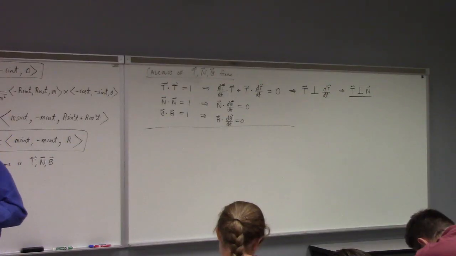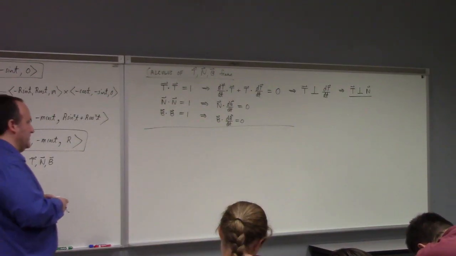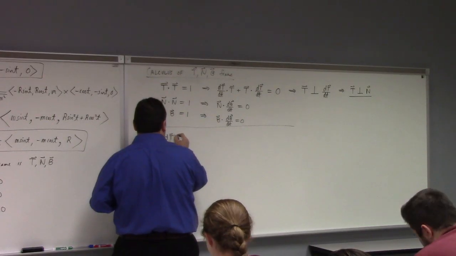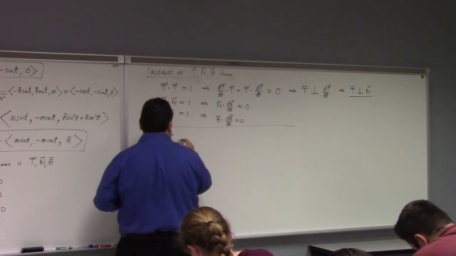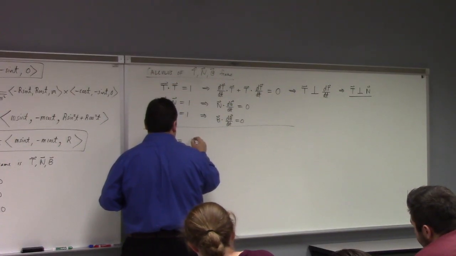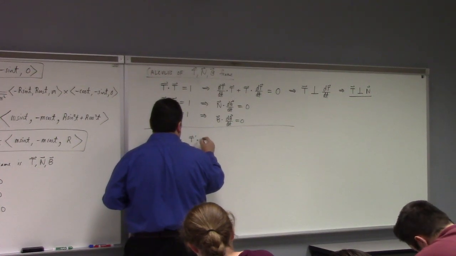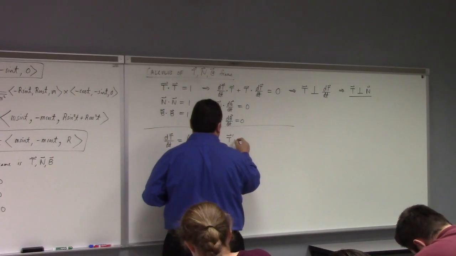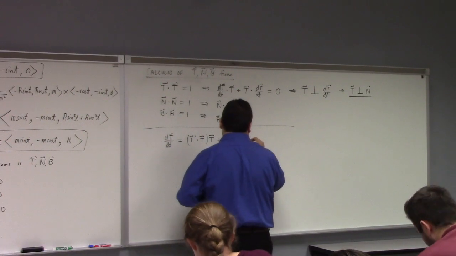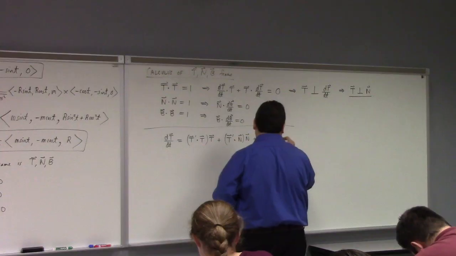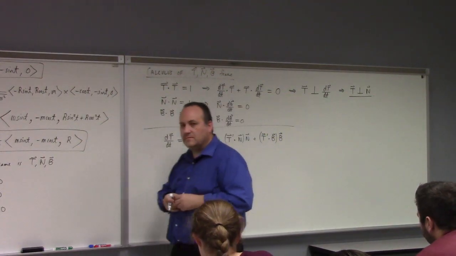Now, the TNB frame is a frame, right? So we can build any vector in terms of these particular unit vectors. In particular, I can talk about the change in t with respect to time, and I can calculate that, using the prime notation, as t prime dot t plus t prime dot n plus t prime dot b. Why can I do that?